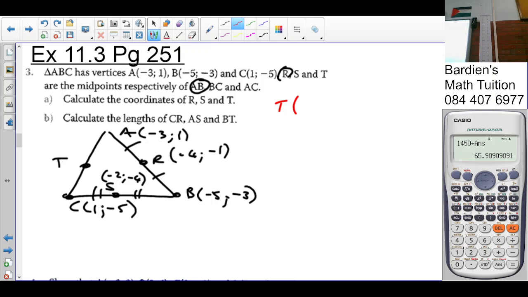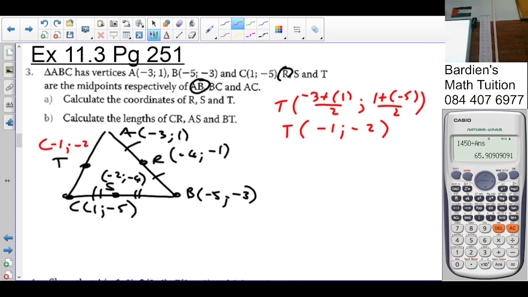So for T, again x1 plus x2 over 2. It's negative 3 plus 1 over 2. And y1 plus y2 over 2. So it's going to be 1 plus negative 5 over 2. So T works out to be negative 1 and negative 2. Okay. People, what? Okay, and that's also the midpoint here.